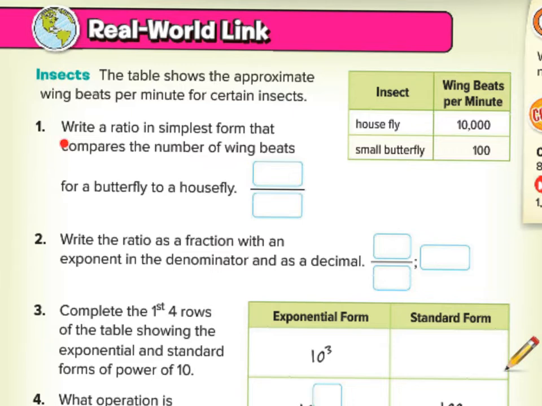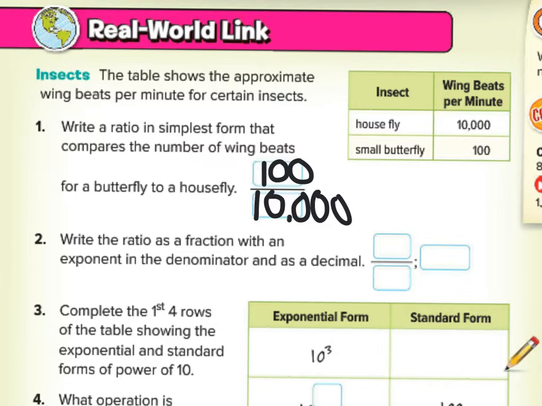Let's see here now. Write a ratio in simplest form that compares the number of wing beats for a butterfly to a housefly. So we're writing a ratio, we're comparing. If I were to write it, I could simply write, for example, the butterfly has 100, while the housefly has 10,000. Now this could totally be simplified if we were to cut some of these zeros down.